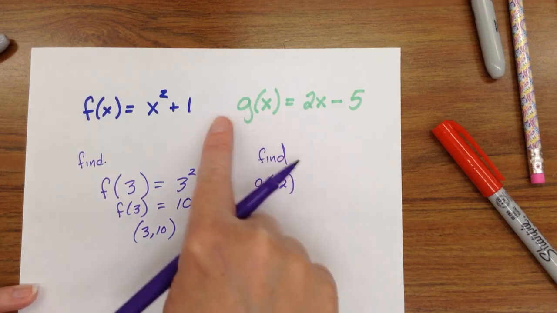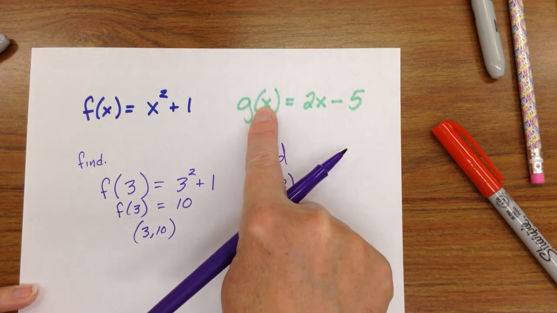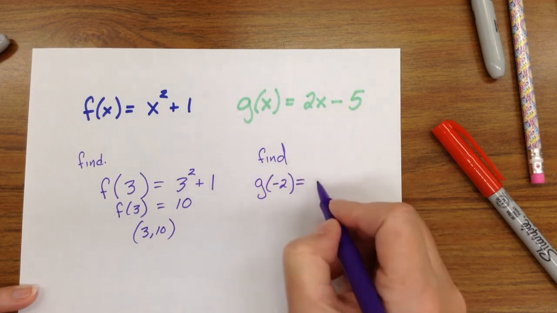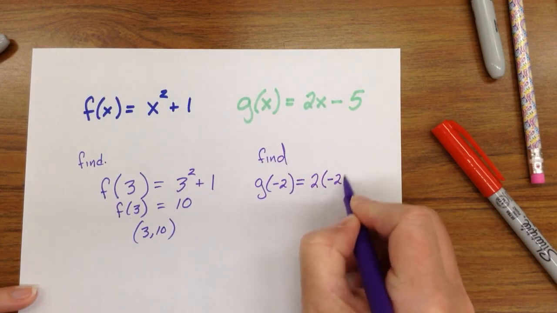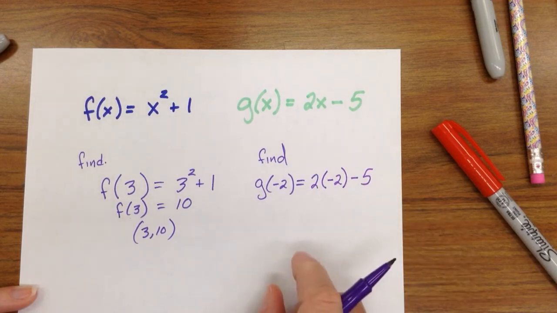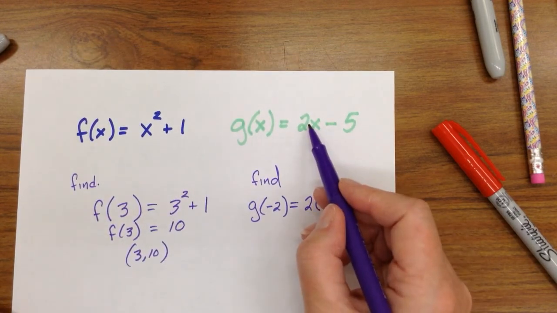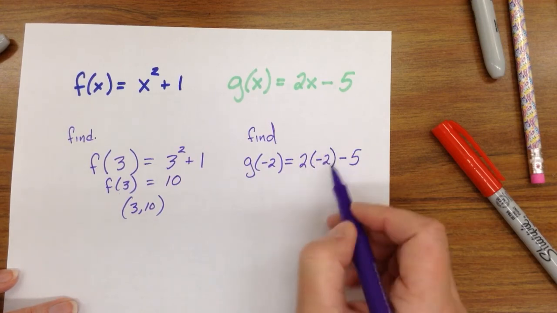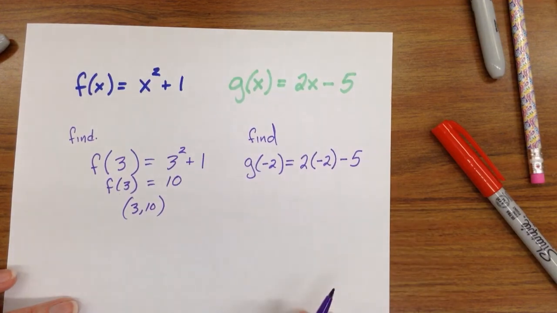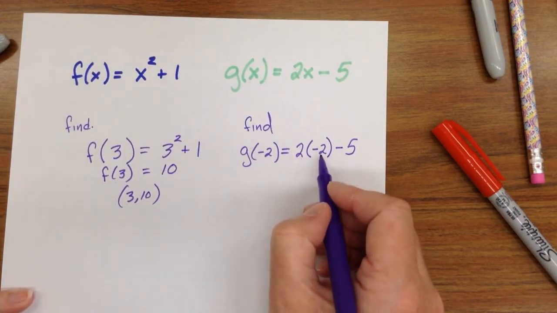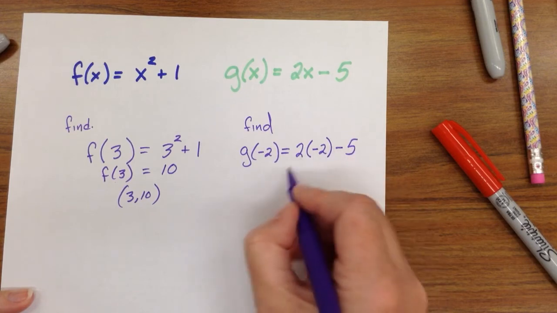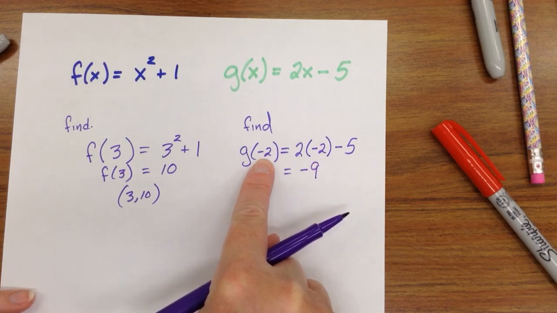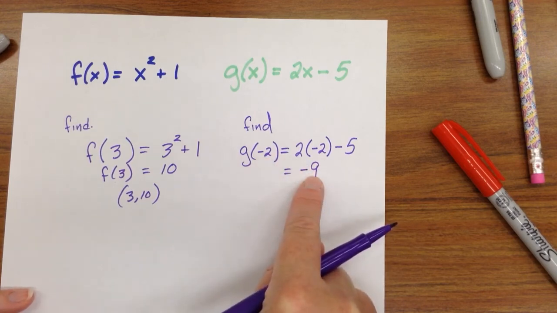That's what this means. So here's my g function. Negative 2 gets filled in, says so right there. And so we do the work on the other side. Everywhere you see an x, you make it a negative 2. Now I used parentheses because this is multiply. If you put the little dot there, sometimes you don't notice it and you think you're supposed to subtract. So I use parentheses so it's very clear we're multiplying. And we do the math. 2 times negative 2 is negative 4. Negative 4 minus 5 is negative 9. We filled negative 2 into the g function, and out came negative 9.